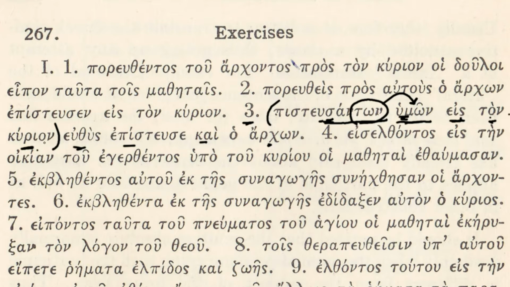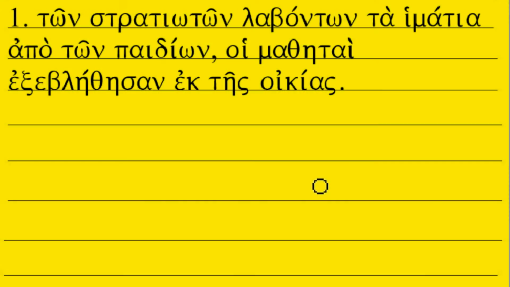You having believed in the Lord, immediately, euthus episteusen, he believed kai also ho archōn, the ruler. So after you had believed in the Lord, immediately the ruler also believed. All right, I hope that makes sense. That's the translation exercises. Let's take a look at some of the composition exercises.